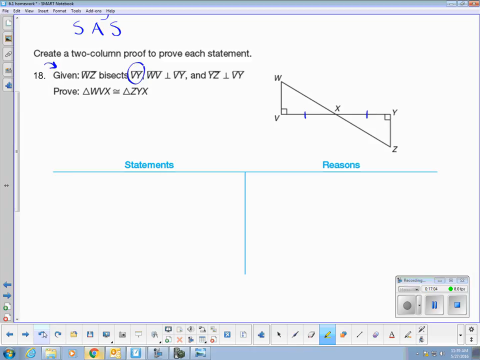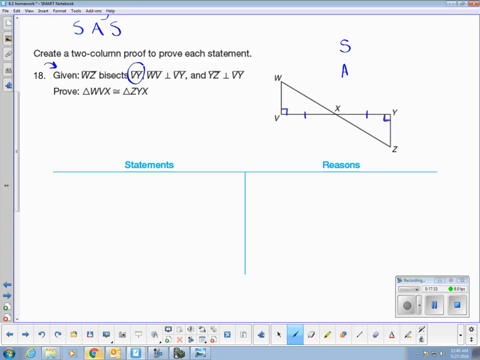And so what they have shown is that because we have perpendicular lines, we have right angles. And by the same token, YZ is perpendicular to VY, so we have another pair of right angles. So far, I have a pair of sides that are congruent, and I have a pair of angles that are congruent. So I just need one more thing to prove that the two triangles are congruent.